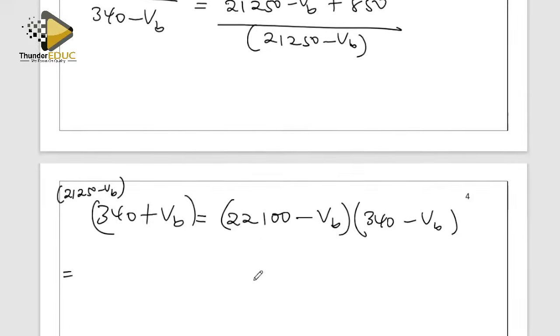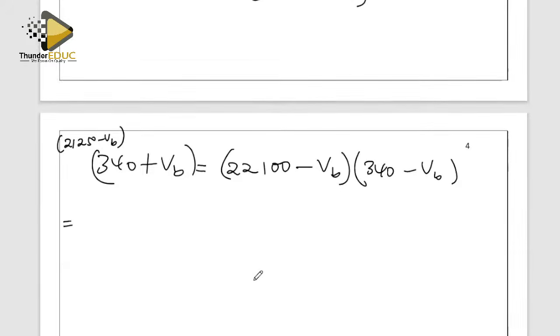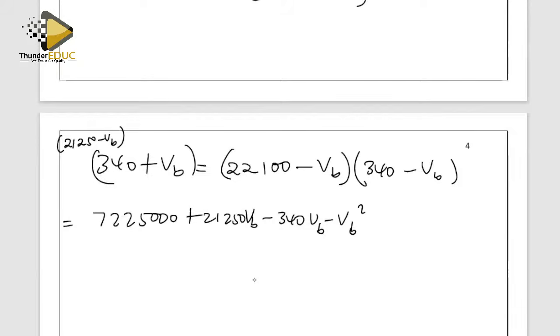Okay, so when I punch this into my calculator, it's huge. 21250 times 340 is giving me 7225000 plus 21250 VB minus 340 VB and then minus VB squared. I must do the same thing here.